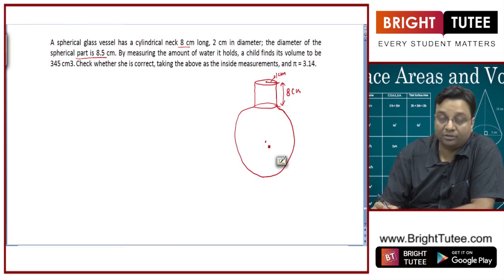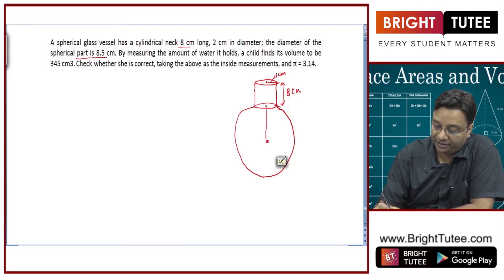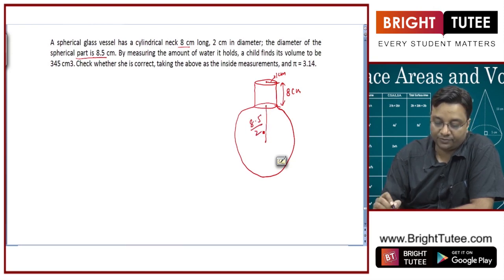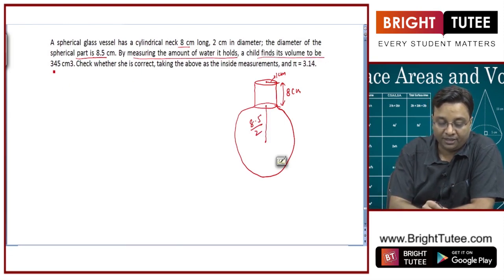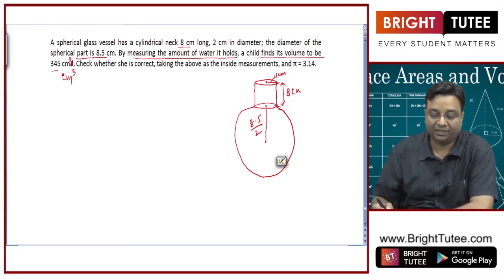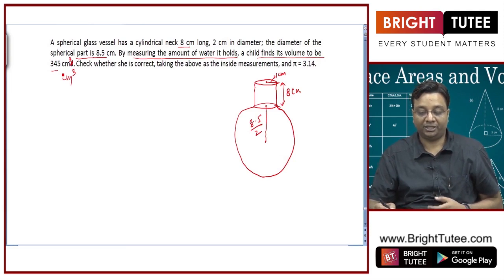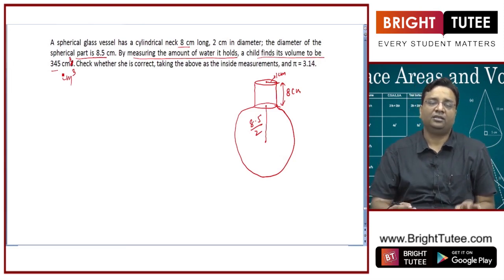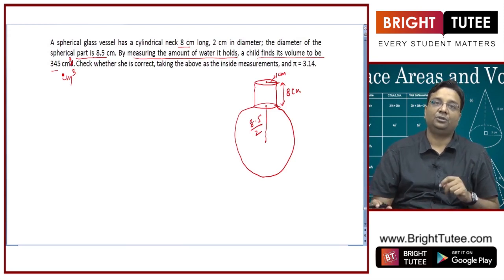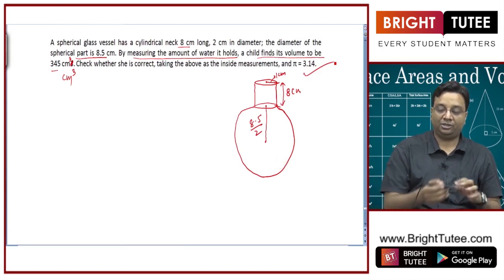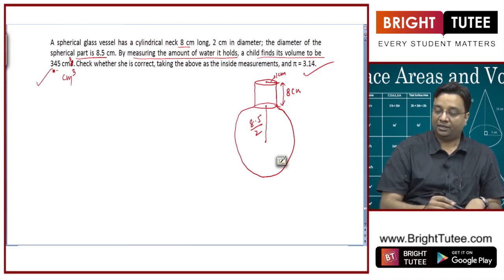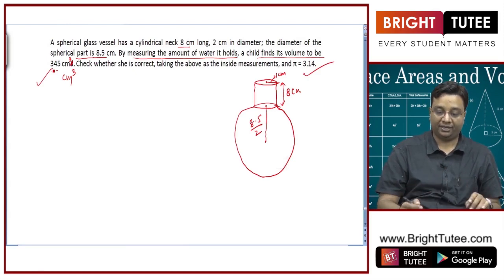So this spherical part has got the diameter 8.5. So what will be the radius? The radius is 8.5 by 2. By measuring the amount of water it holds, a child finds its volume to be 345 centimeter cubed. Check whether she is correct, taking the above as inside measurements and pi as 3.14. So you just need to calculate its volume. This time you just need to do exact calculation taking pi as 3.14 so that you can match your answer with the volume of the vessel calculated by this child, right?